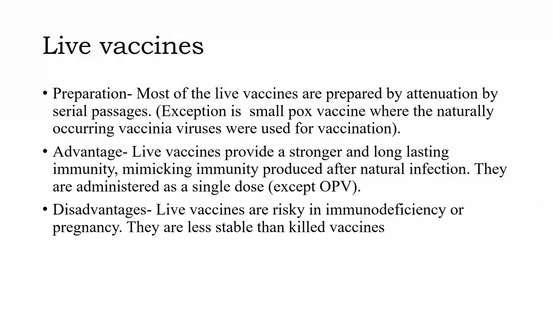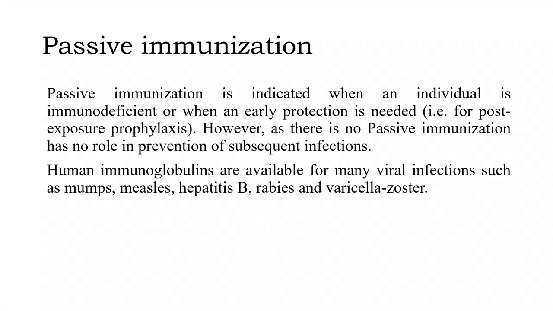Then you have the live vaccines, which are attenuated, meaning the virus maintains its immunogenicity but cannot cause infection. They have a stronger and longer lifespan compared to killed vaccines, and a few of them are administered orally, like the oral polio vaccine. The only problem is these vaccines cannot be used in immunodeficient people or pregnant women, because there is a chance of these viruses becoming active, and they are less stable than killed vaccines.